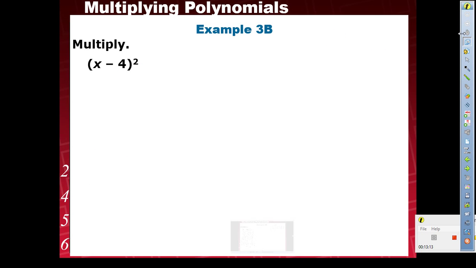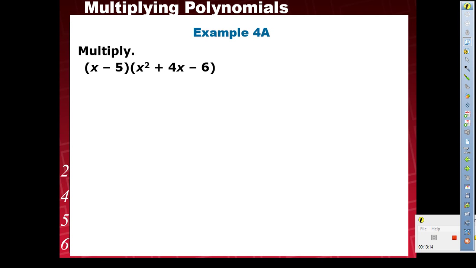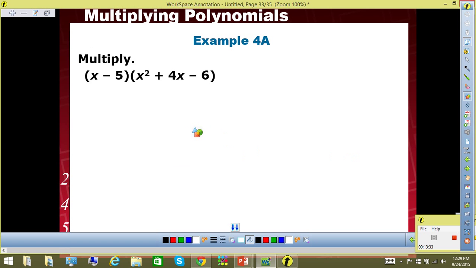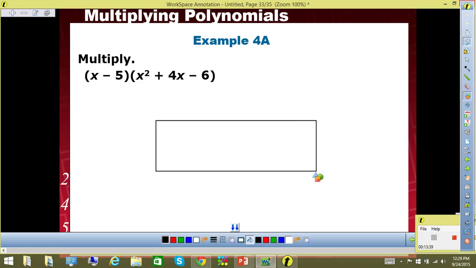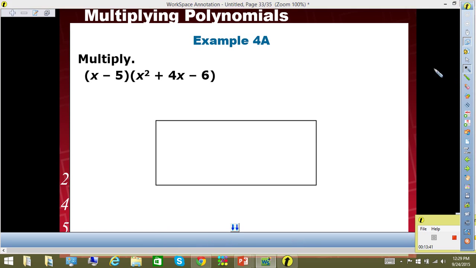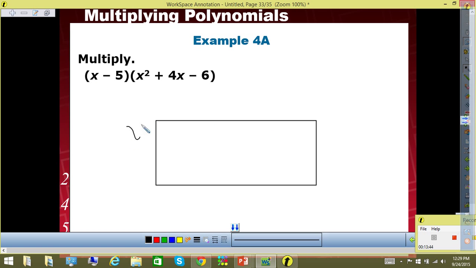Here we go. Copy this one. Example 4a. And we have parentheses x minus 5, close parentheses, times parentheses x squared plus 4x minus 6, close parentheses. And we're going to do the area model for this one. Yay! So draw a long rectangle like so. There you go. And let's write on the side, let's write x. And look what I'm going to do. Instead of writing the negative here, I'm going to write it next to the 5. Why? So that I don't forget to include the negative with that 5.